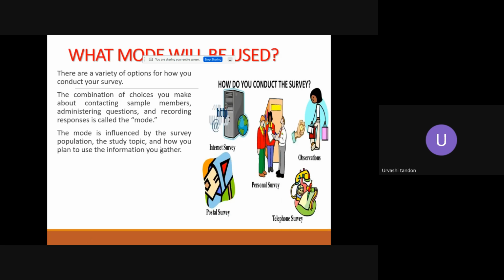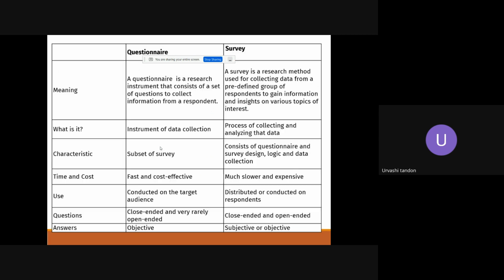So the mode you will use, ideally, we suggest to go for multiple modes. We go for internet survey. We ask them to go for personal survey also, observations also, and telephonic survey also. This is the difference between questionnaire and a survey, right?